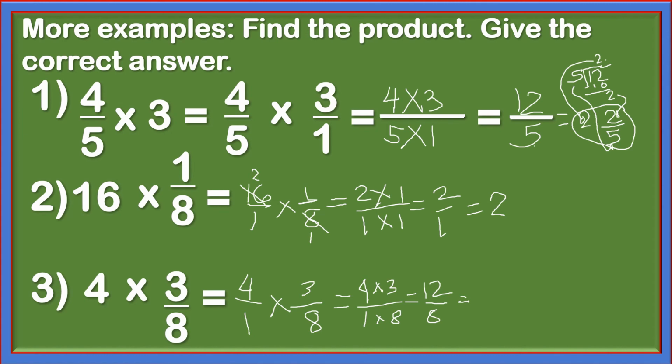Pwede ba natin siyang ma-reduce? Opo, talagang i-reduce natin siya. So, 12 divided by 8, we divide that. 12 divided by 8, the answer is 1. 1 times 8 is 8. Okay, what is the remaining? 12 minus 8 is 4. So, the answer is 1 and 4 over 8.